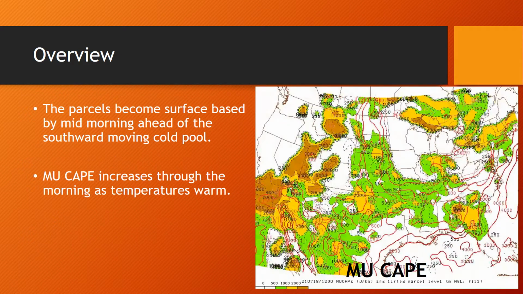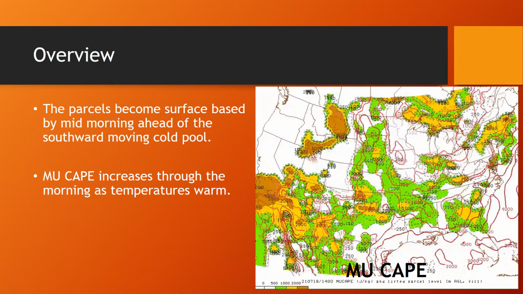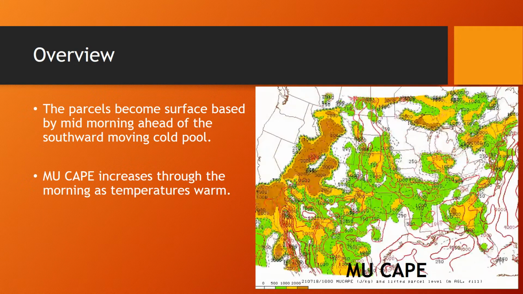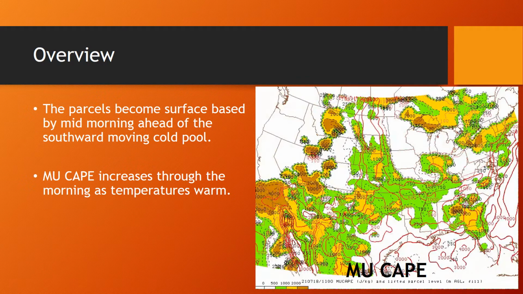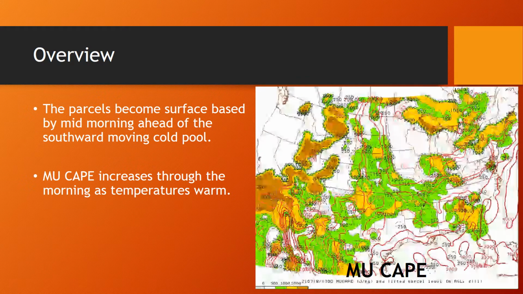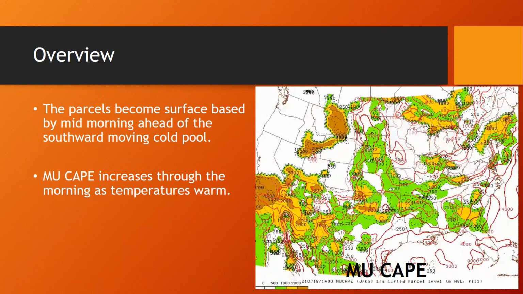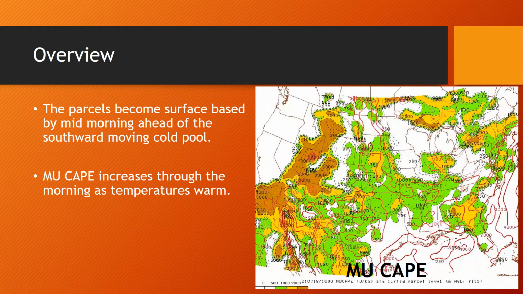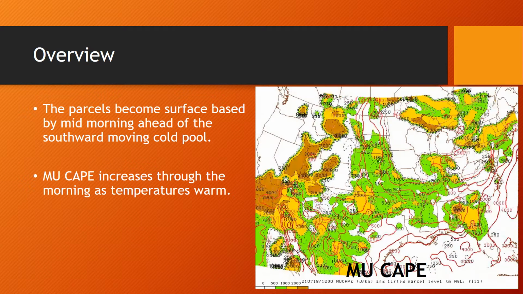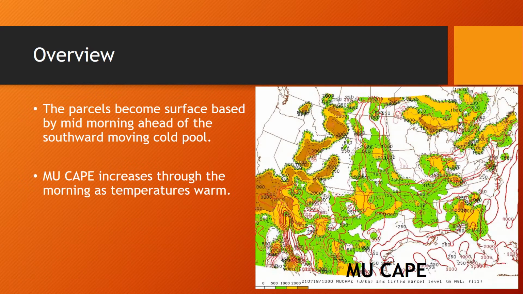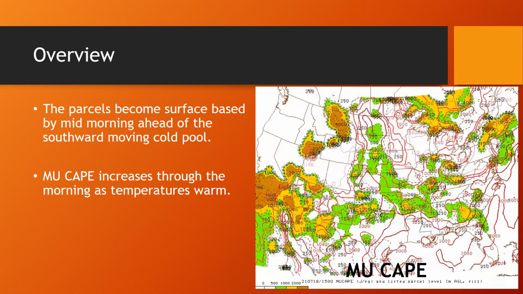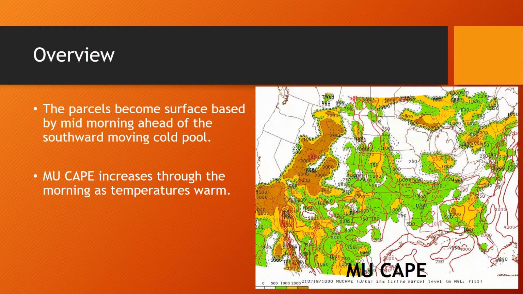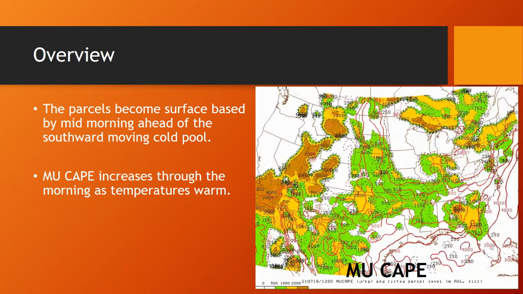Looking at the most unstable CAPE and the lifted parcel level, the lifted parcel level is going to be the image, and that's basically showing us how high a parcel has to be before it undergoes free convection. So the higher above ground it has to be before that happens, basically the warmer the color. As you get cooler colors and then actually the white color, that's telling you that it's becoming or is surface based.